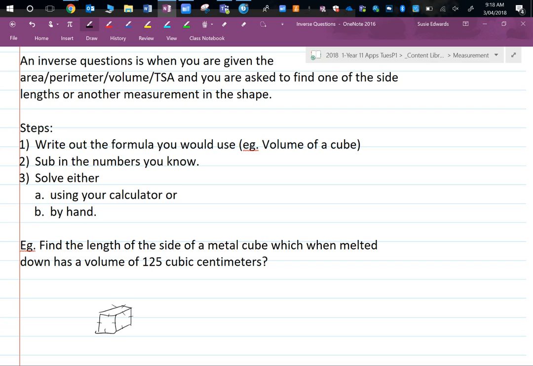So I've got a cube. I'm trying to find this length. So put in a pronumeral, go, okay, what am I actually trying to find? I'm trying to find the length of that. What other information, if I use my highlighter, because all of you are going to have a highlighter in your test next week, we're trying to find the length of a metal cube, which when melted down has a volume of 125 cubic centimeters. So I know the volume is 125 cubic centimeters. That's the information I got given in the story.